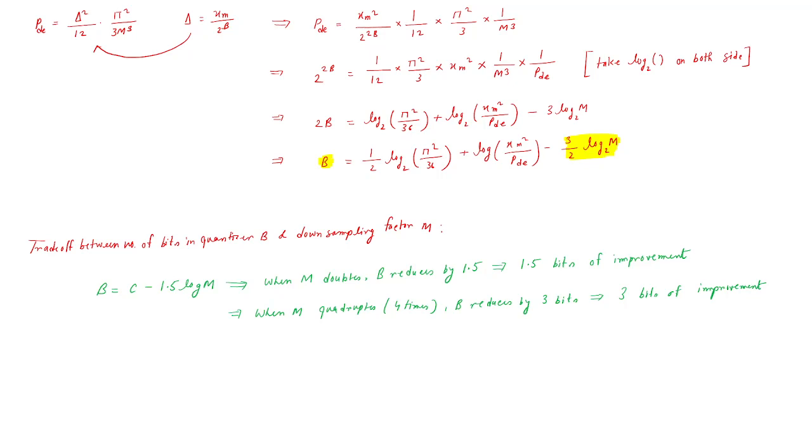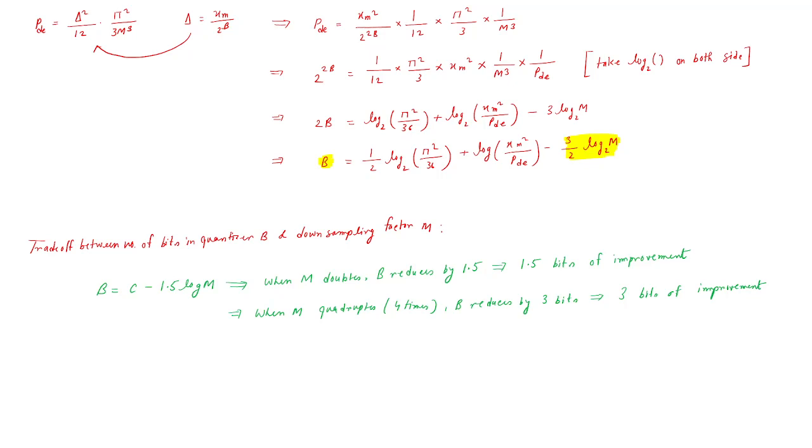That would lead to 1.5 bits of improvement. Maybe you are not well understanding with fraction, so take this example. When I increase the oversampling factor by 4, that is 4 times, what happens, the number of bits we require now to achieve the same SQNR is actually 3 bits less.